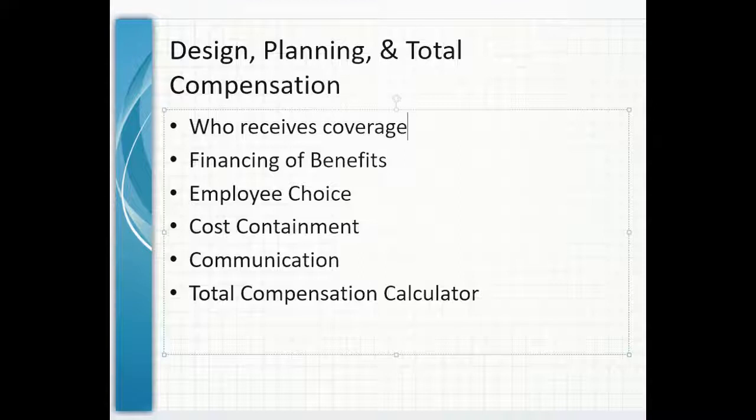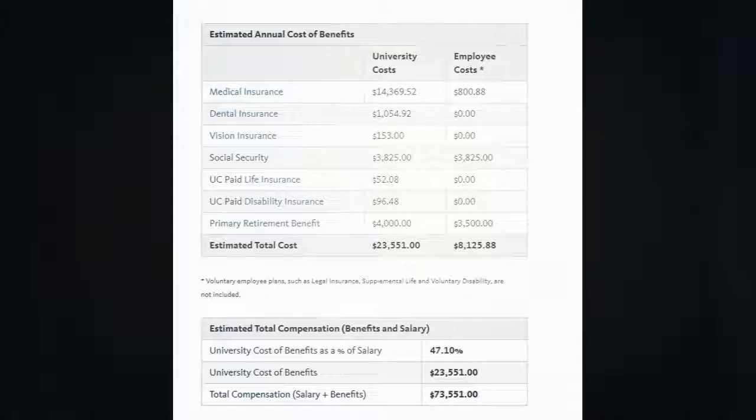One way for companies to illustrate the benefits employees receive in terms of dollars is to have a total compensation calculator available. Here's an example of a total compensation calculator used at UC Merced. The example shows what the estimated total compensation is for an employee that makes $50,000 per year. As you can see, when you factor in benefits, the total compensation is approximately $73,000 per year. That makes a difference.